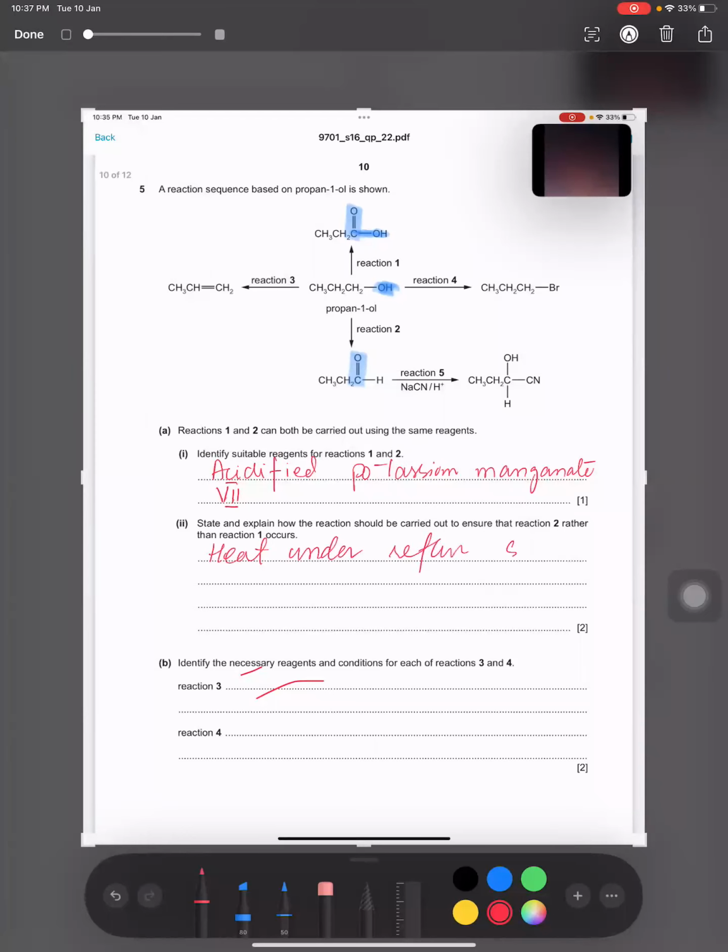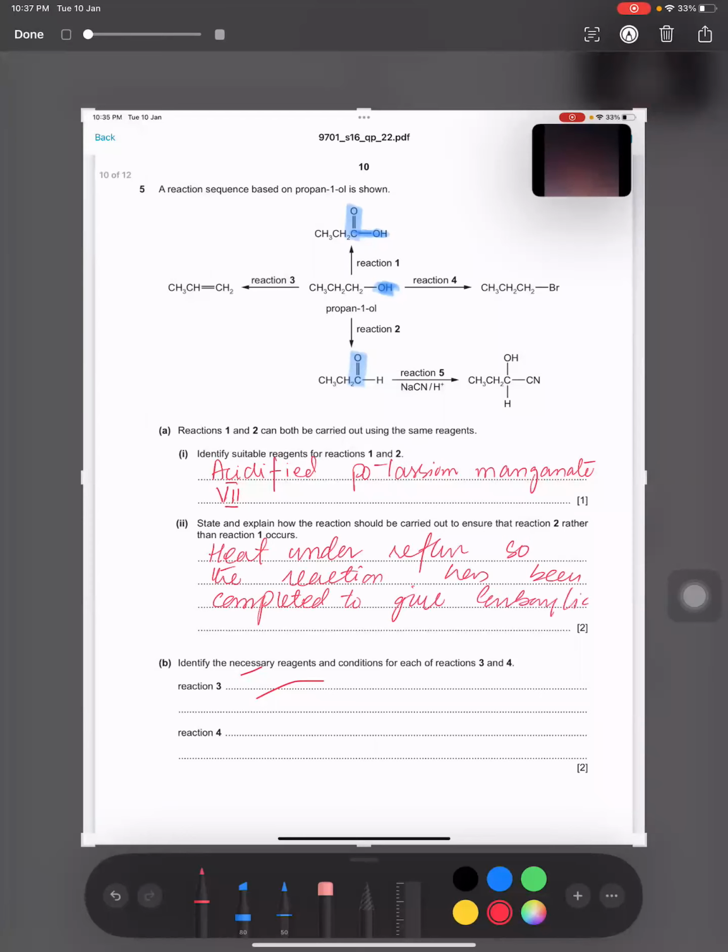So the reaction has been completed to give carboxylic acid. Right, बच्चों?